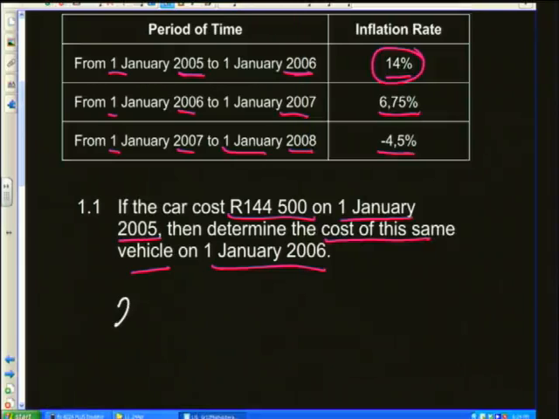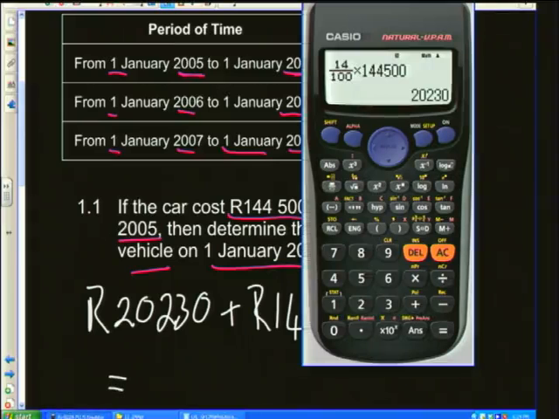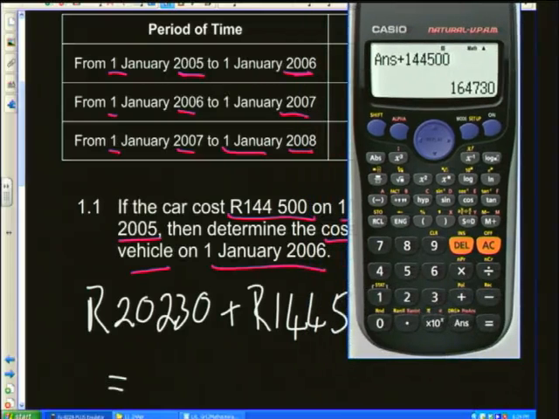So the amount that I must add to my price is 20,230. That's what I must say. It's 20,230 plus 144,500. Now I'm not going to leave that to chance. I'm going to take my calculator and add those two together. I'm going to say, right, I started with that. I'm now going to add 144,500, and I'm going to get an answer of 164,730.